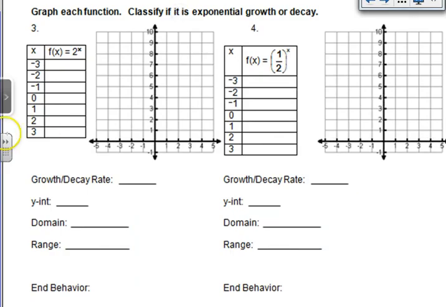So when I use a -3, that became 1/8, which is 0.125. A -2 is 0.25. -1 is 0.5. 0 is 1, then 2, and then 4, and then 8. And then of course you want to plot all of these points. Now it typically won't make you plot this many points. We're just trying to see a pattern.